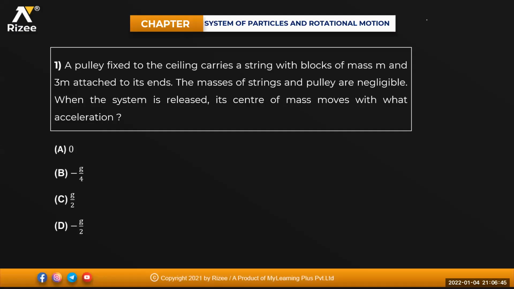Let us try to do some problems on the system of particles, beta. A pulley fixed to the ceiling carries a string with the blocks of mass m and 3m attached to its ends. The masses of the strings and the pulleys are negligible. The system is released. Its center of mass moves with what acceleration? Can anyone do it better?